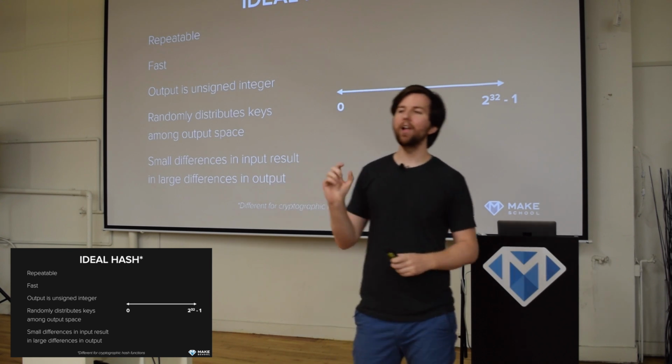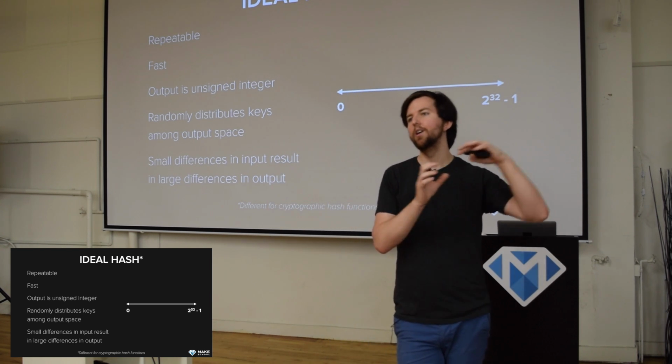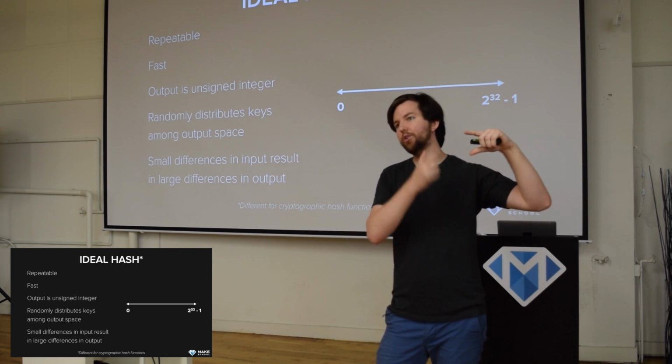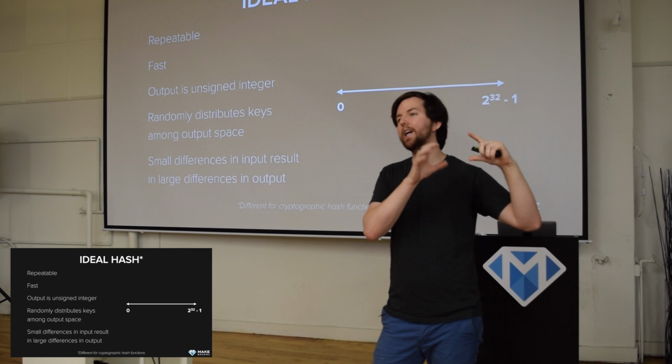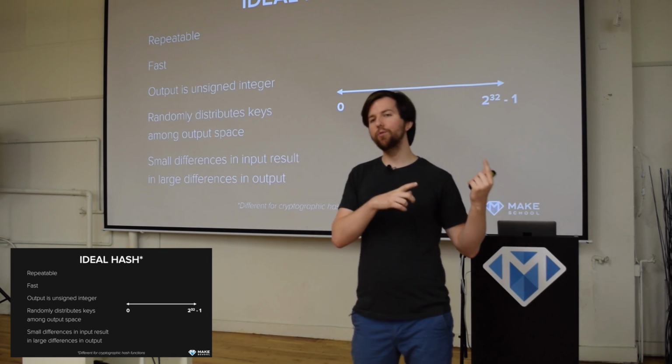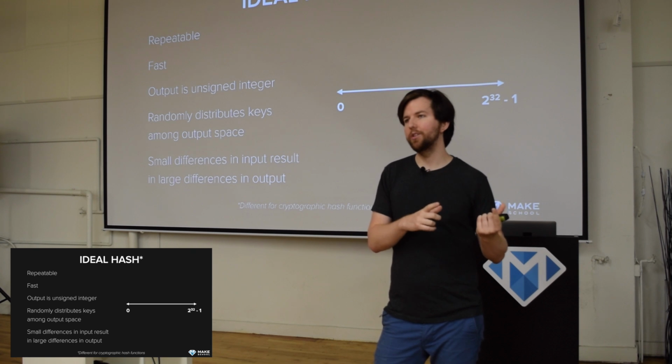Because remember, the ideal hash, a small change in the input results in a drastic change in the output. So if you have a document, you change a couple words or even one character, the resulting hash will be different, which means you can prove that the document was changed.